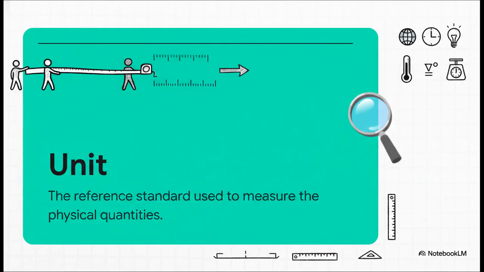And in physics, that rule is called a unit. A unit is just the agreed-upon standard that gives our measurements meaning. I mean, if I told you a stick was 10 long, what does that even mean? Nothing, right? But if I say it's 10 meters long, now you know exactly what I'm talking about, because we've all agreed on what 1 meter is.